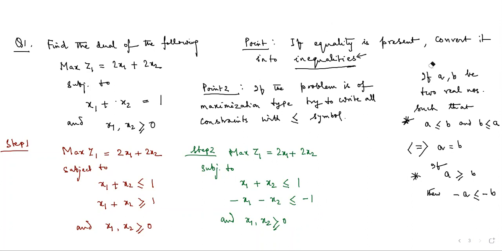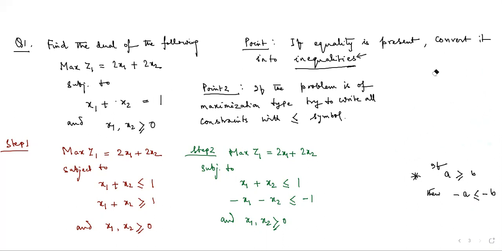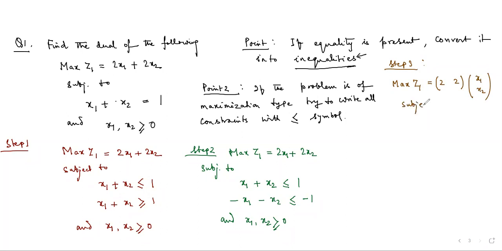Now we are going to apply what we have learned in the previous page. You are going to write the system in its matrix form. Step number three. So we'll write max z1, which is [2, 2] [x1, x2], subject to [1, 1; -1, -1] [x1, x2] less than or equal to [1, -1], and [x1, x2] greater than or equal to zero.